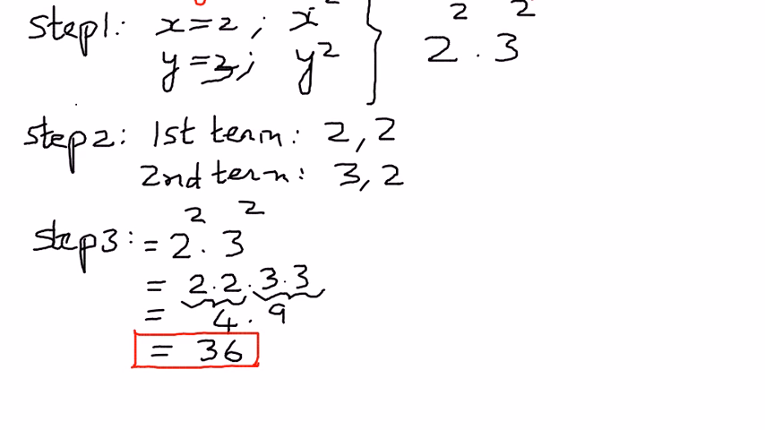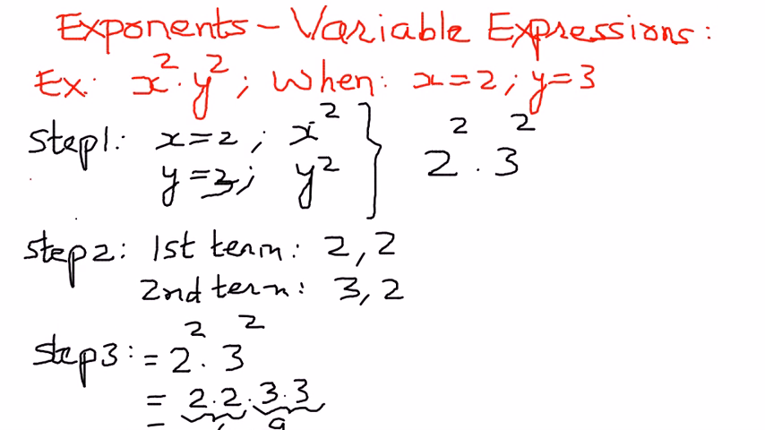So what have we done here? Let us recap. In this particular problem we see that the variable expressions are given to us in the form of x squared times y squared, and then when we are given the values of x as equal to 2 and the value of y as equal to 3, we're going to substitute them into the given problem and then write it out in exponential format.